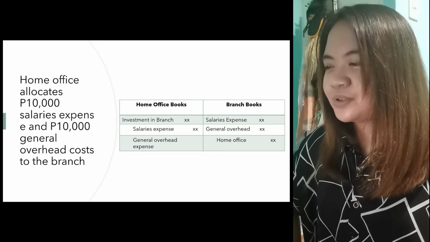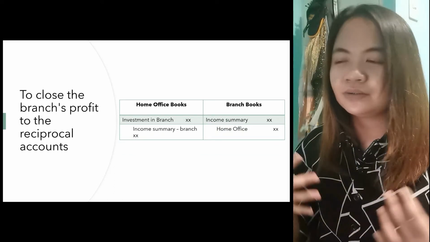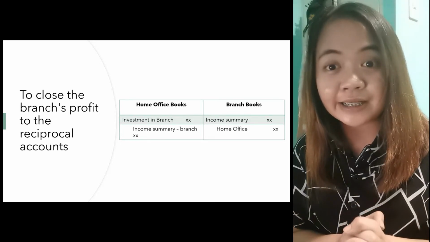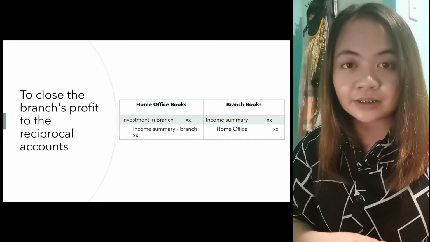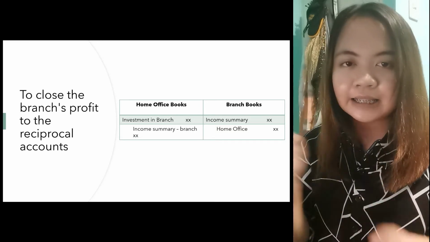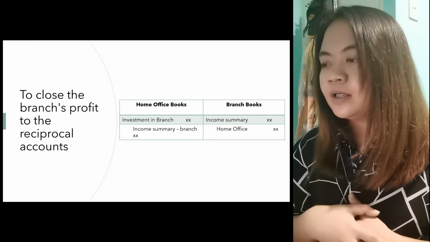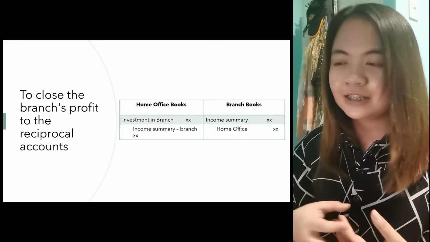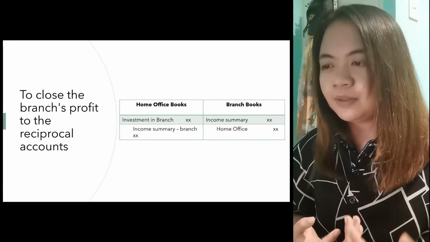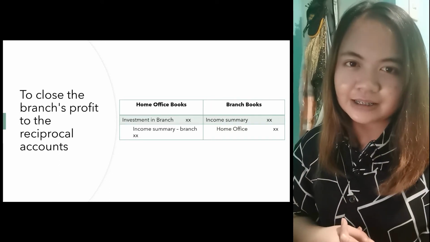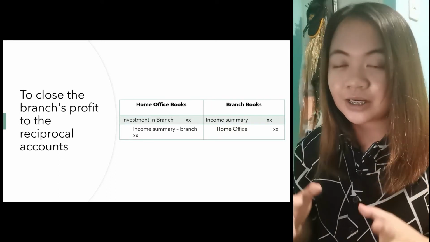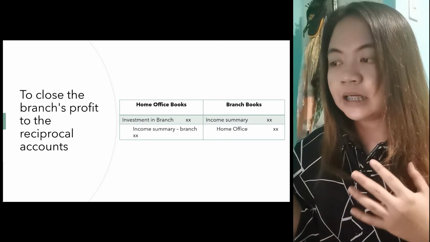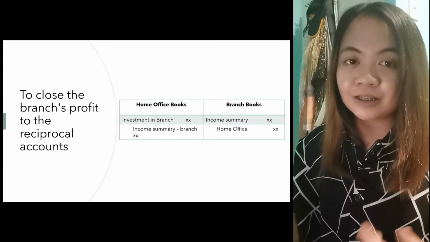To close the branch profits to the reciprocal account, ito yung ending, yung closing entries na. Alam niyo naman kung paano mag-close ng entries: yung mga with debit balance, kine-credit mo, and those with credit balances, dinedebit mo. Sa home office, debit investment in branch, then credit income summary, branch. Sa branch books, we have debit income summary, then credit home office. That is a deduction, an increase in the equity home office account, and on the part of the home office is an increase in the assets, which is the investment in branch.